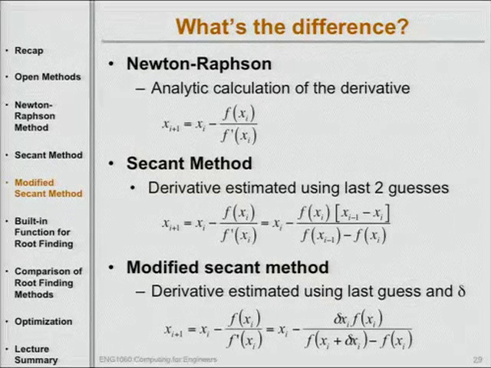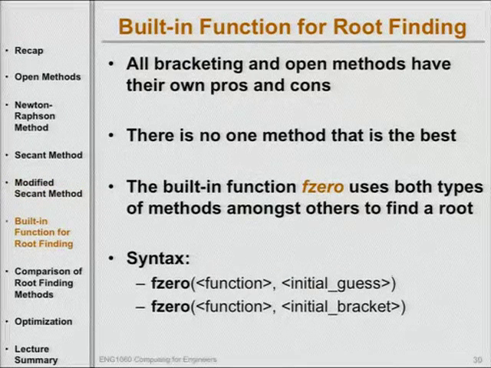Okay, so the only difference is the way in which we calculate the derivative. The rest of the algorithm between these three things is identical. So if I gave you a Newton-Raphson code and said, I want you to convert this to a secant method code, you'd only have to change a few lines in there. Likewise with a modified secant. So those are all things that you can code up yourselves. And in fact, I think you probably need to code them up yourselves.